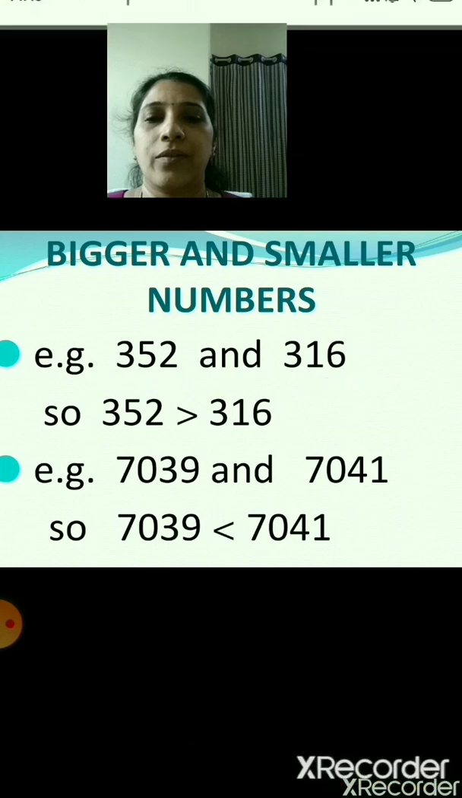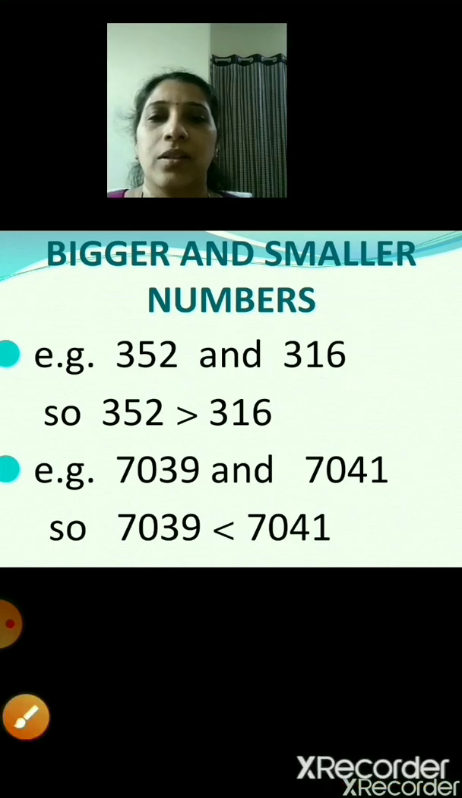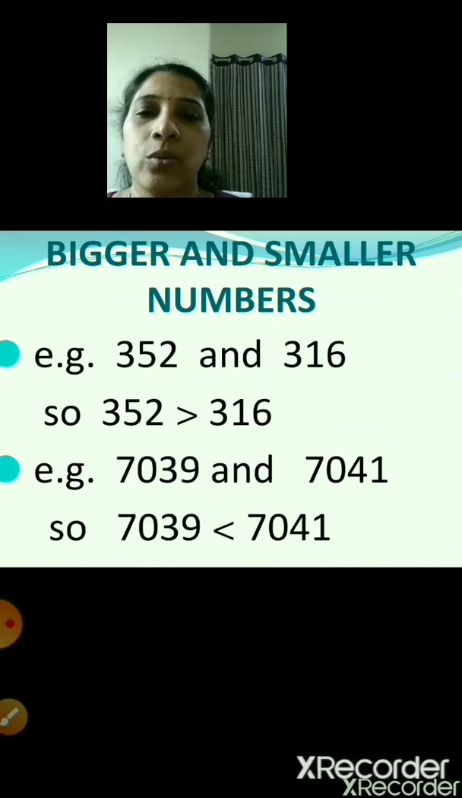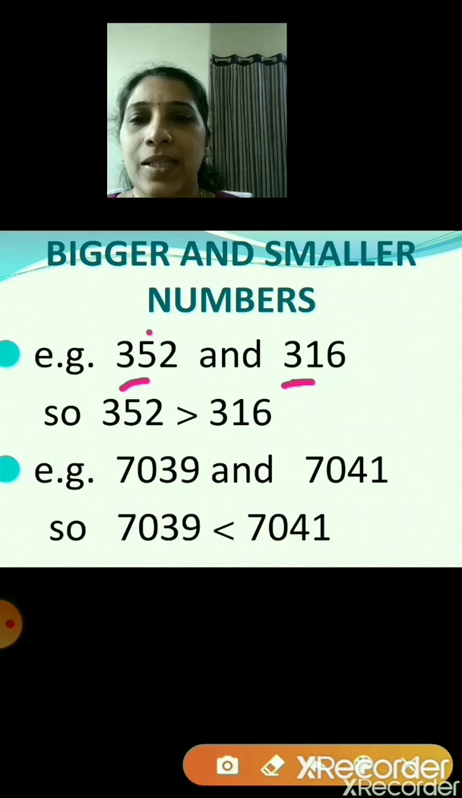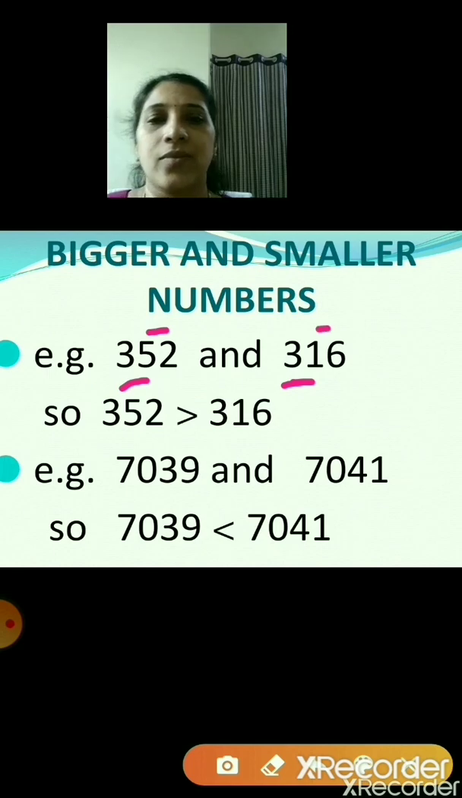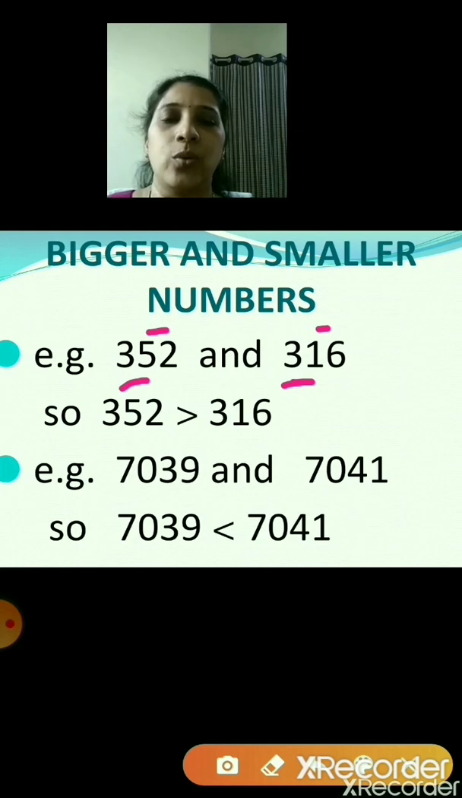Now when I take the digits of 352, the first digit is 3, and on the next side again the first digit is 3. So you cannot compare because 3 and 3 are the same. So what is the next number? The next number is 5. And what is the next number over here in the second one? It is 1. So 5 is greater than 1. That is the reason 352 is greater than 316.